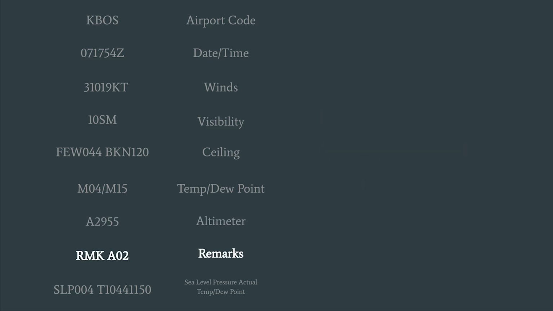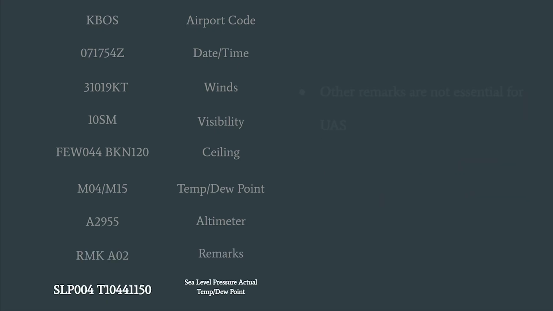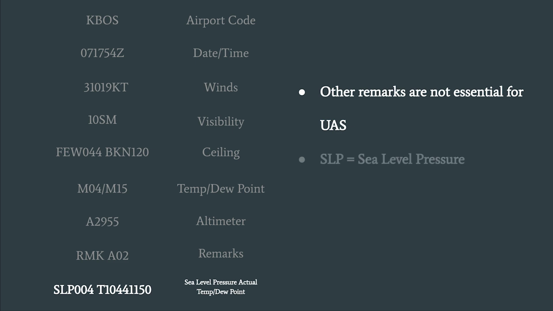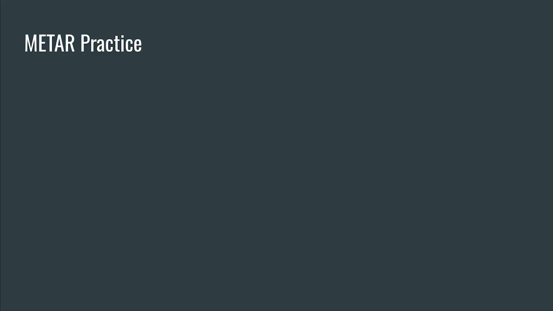The next section is remarks. Most of this information is not going to be super relevant for you as a drone pilot, but just know what this information is. In this case, remark A02 just tells us information about what type of weather sensor is available at this station. The other portion of remarks tells us the sea level pressure as well as a more precise temperature and dew point. Again, this is not super relevant for you, anything in the remarks section for unmanned aircraft, but it is helpful to know what this information is so it doesn't confuse you when you see it.